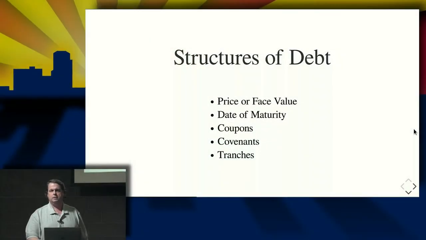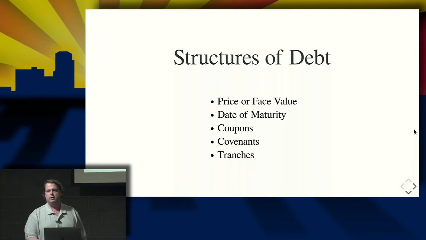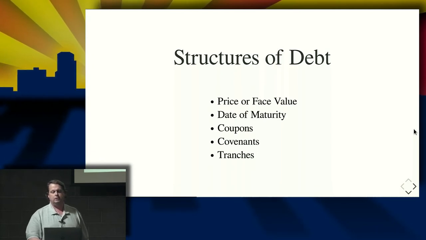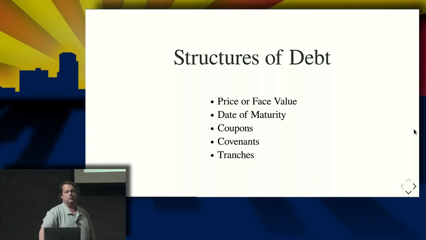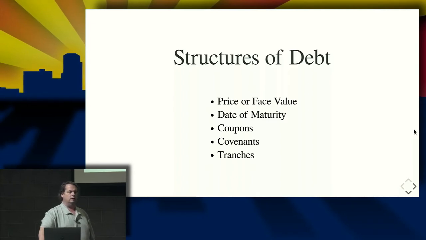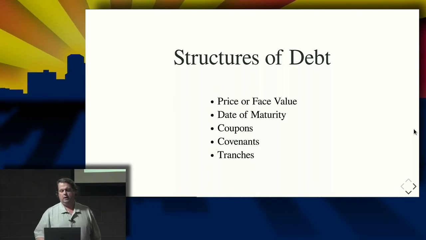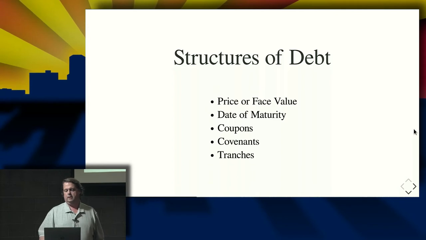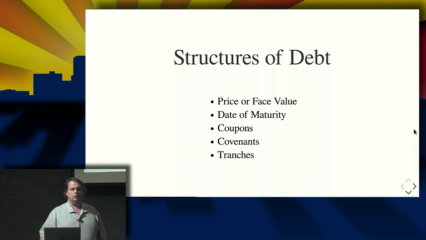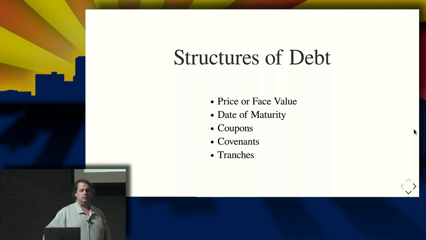Each debt has a price or face value. This is the amount that's being borrowed. The date of maturity is when the money is going to be paid back to the investor. Coupons are what maintain your interest in this financial transaction, literally, because those are either 6 months or annual payments. There are interests for maintaining the bond. The bond is, as I said, combined with rules and regulations, covenants, and also can be divided into what are called tranches. And these are basically segmenting the debt offering. And I'll get more into that in a little bit.